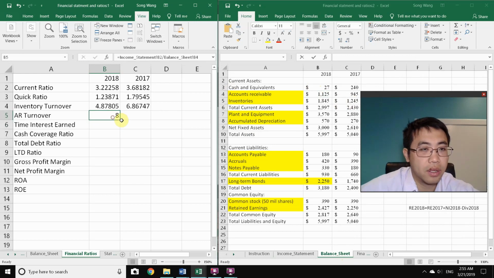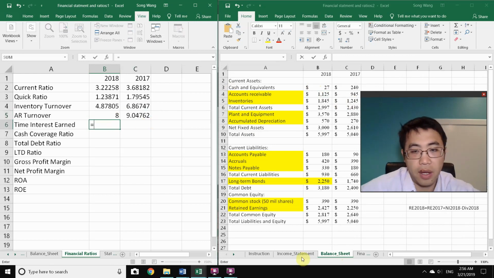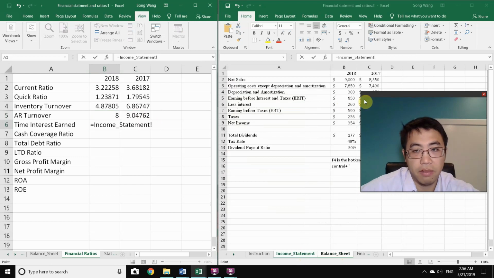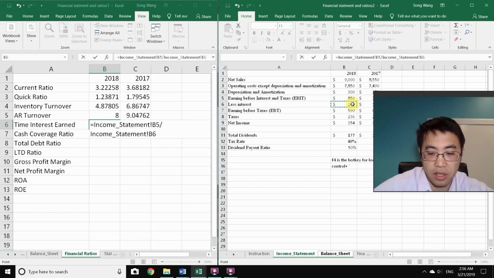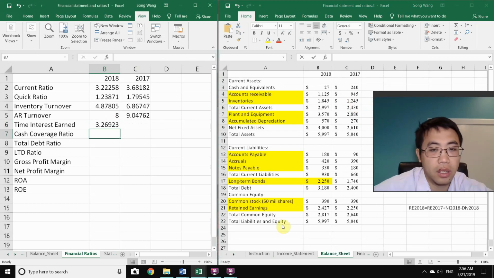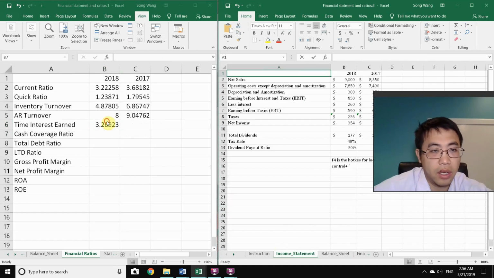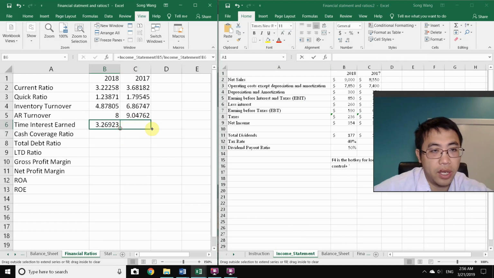Okay, drag it. Time interest earned ratio. Now I need to use items on the income statement. So right here, time interest earned ratio is my EBIT, or operating profit divided by interest. All right. Okay, and then I can just drag it all the way.